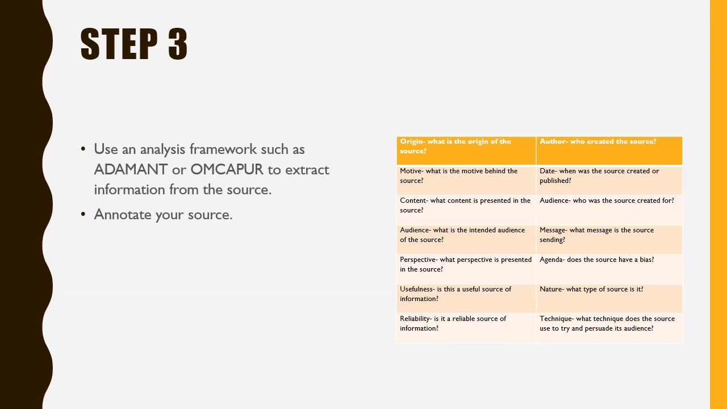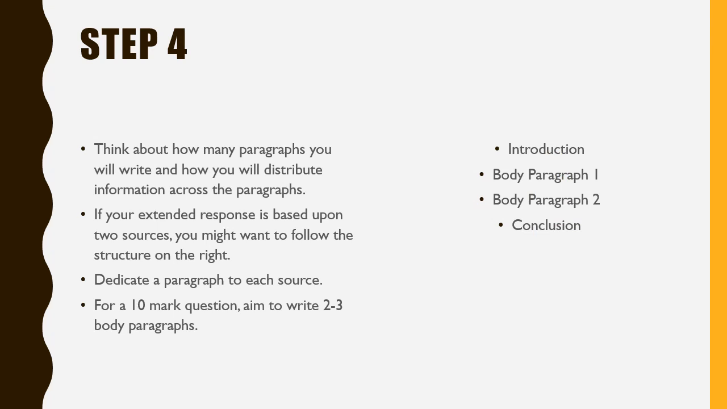So just ask of your source the name of the author, the date, the audience, message, agenda, nature, and technique if you're using Adamant. If you're using OMCAPUR, think about the origin, motive, content, audience, perspective, usefulness, and reliability of the source. Use that to annotate the source. So when you're in the exam, draw lines and annotate these elements of the source.